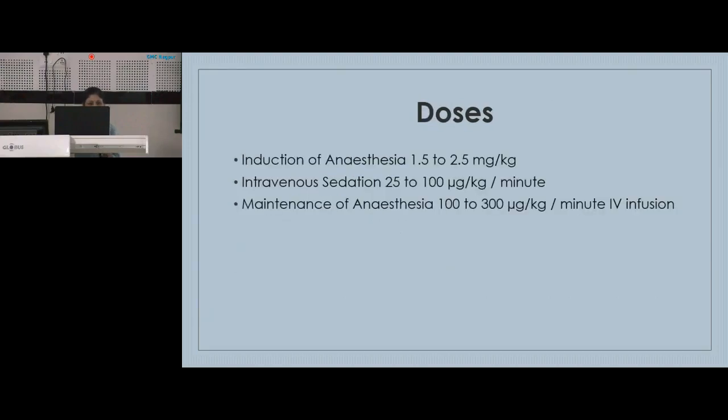The dosage for induction of anesthesia is 1.5 to 2.5 milligram per kilogram, and for IV sedation you can give 25 to 100 mics per kg per minute. For maintenance of anesthesia, 100 to 300 mics per kg per minute IV infusion.